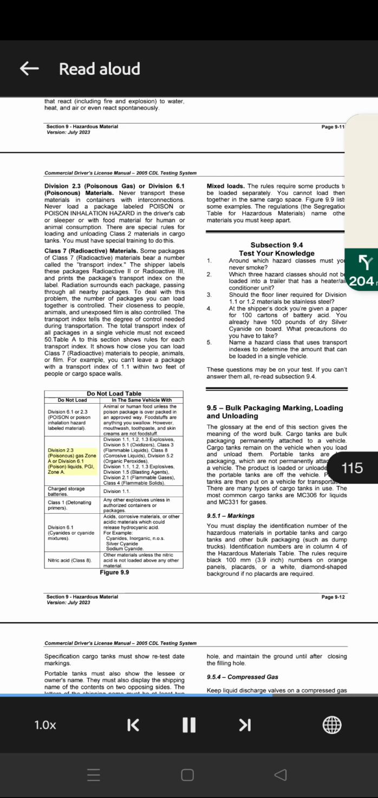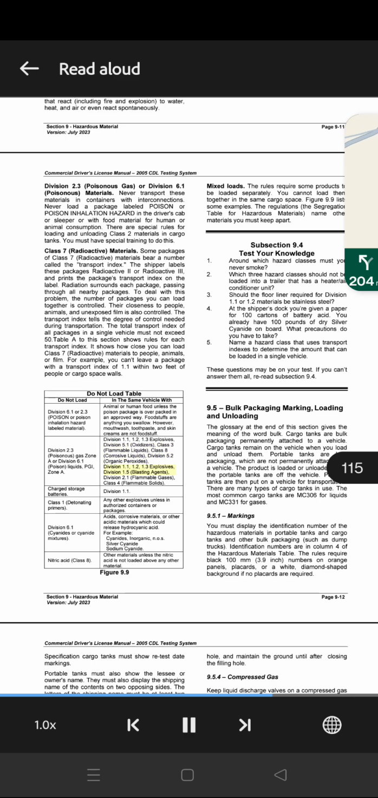Division 2.3 poisonous gas Zone A or Division 6.1 poison liquids, PGI, Zone A, Division 1.1, 1.2, 1.3 explosives, Division 5.1 oxidizers, Class 3 flammable liquids, Class 8 corrosive liquids, Division 5.2 organic peroxides.